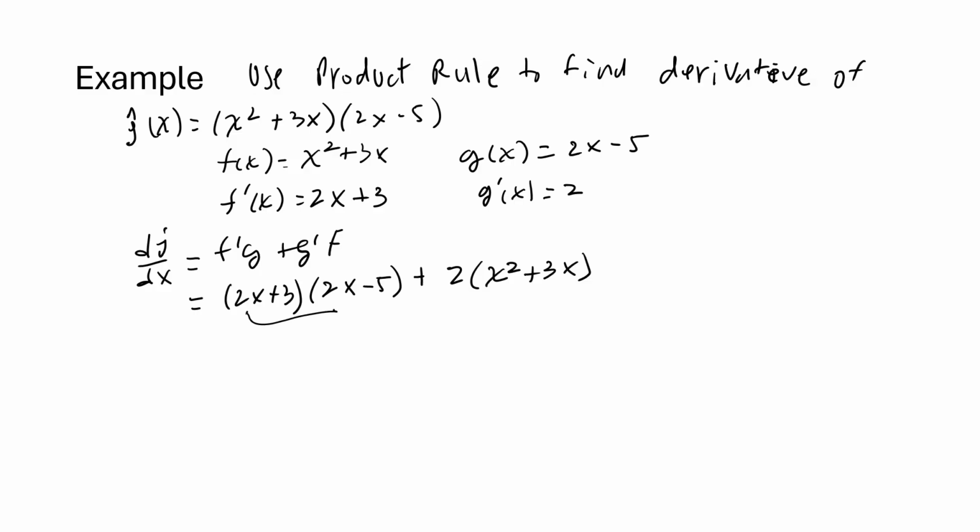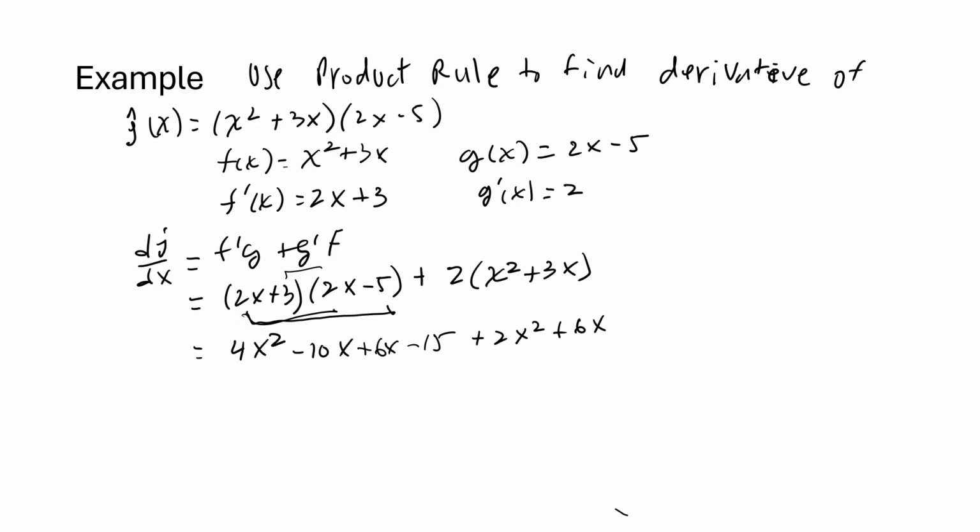So the first, to expand that out, is going to be 4x squared. The outer, these two right here, is going to be minus 10x. Inner is going to be plus 6x. And then the last is going to be minus 15. Now let's do the second term. It's a little simpler. So it's 2x squared plus 6x.